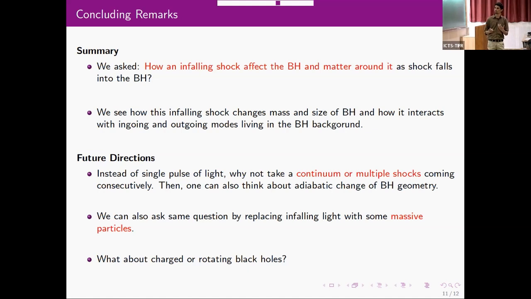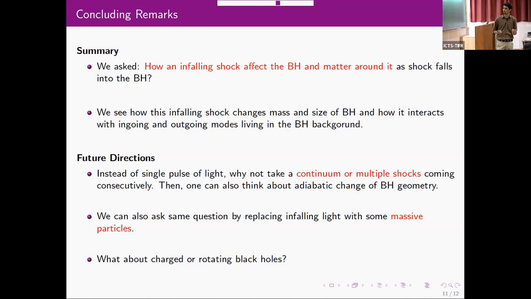And there are a few future directions I will mention. One thing is that in the whole analysis we just considered a single pulse of light falling towards the black hole. We can ask what happens when we take a continuum, or multiple shocks coming one after the other. This has a motivation because we can then model the adiabatic change in the black hole geometry.